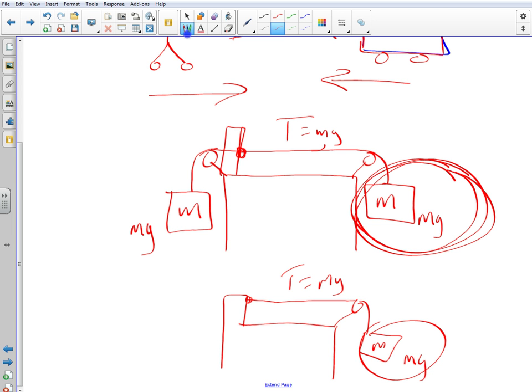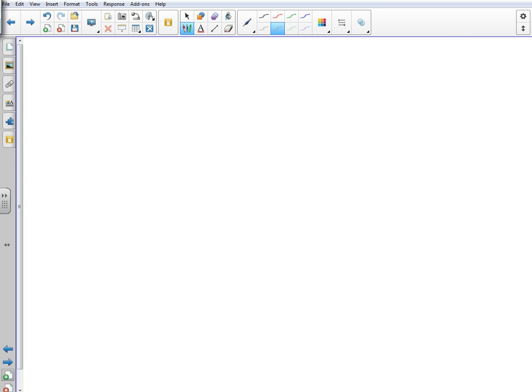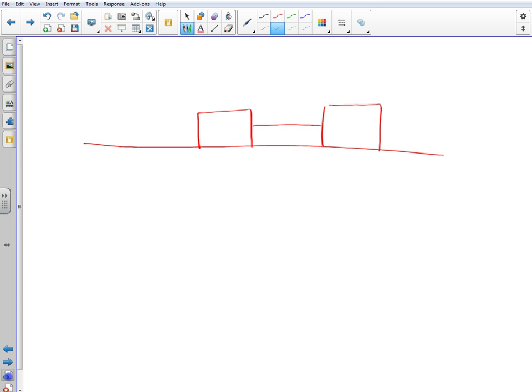Another thing that comes up in some of the concept questions. There are some problems that look like this. We'll draw a floor and a block and another block. Let's add another block. All 3 blocks have the same mass. Keep it simple.